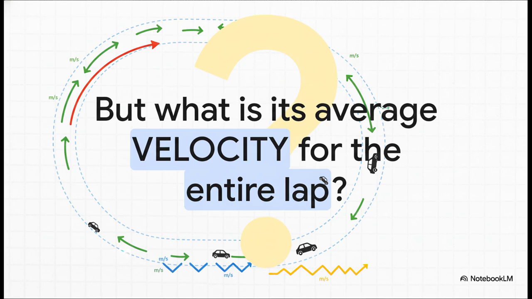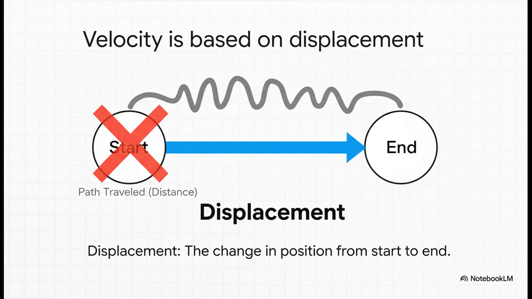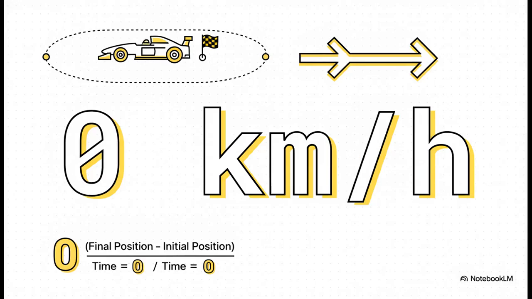Think about what we just learned. Before you answer, just remember the rule. Velocity isn't about the path taken. It's all about displacement, the straight line change in position from your starting point to your finishing point. The answer is a big fat 0. Its average velocity is 0 kilometers per hour.